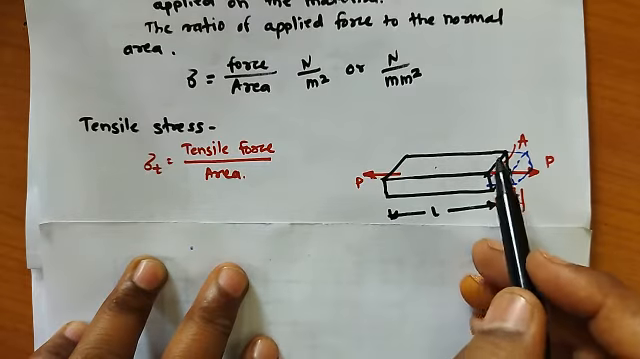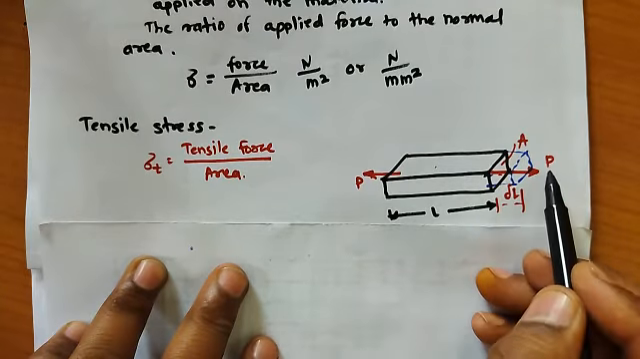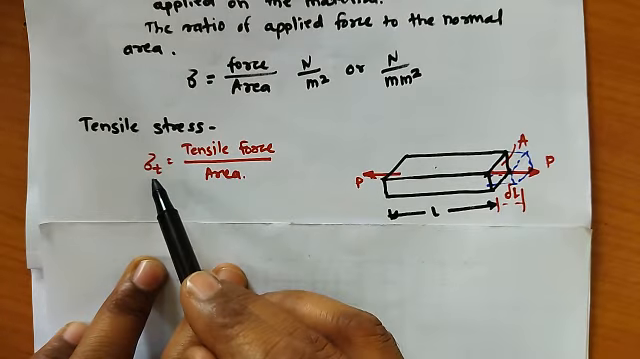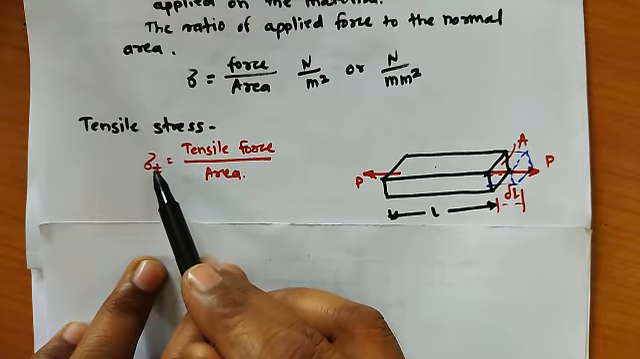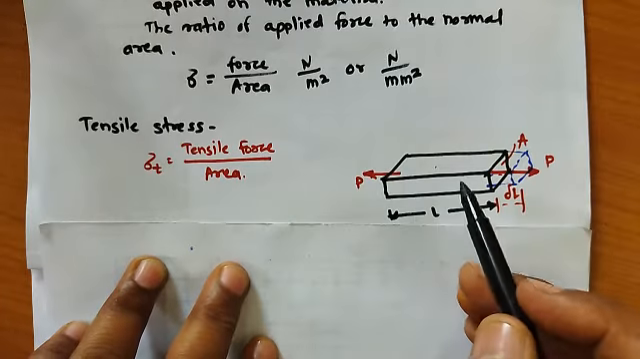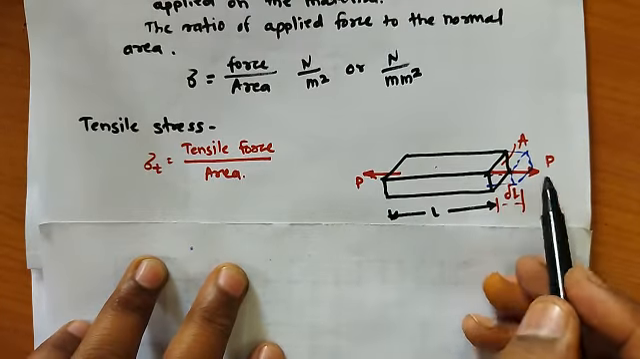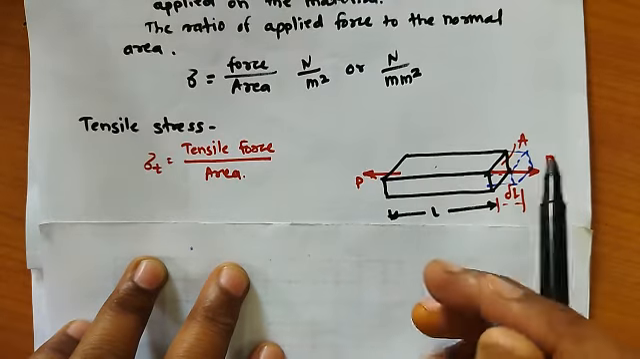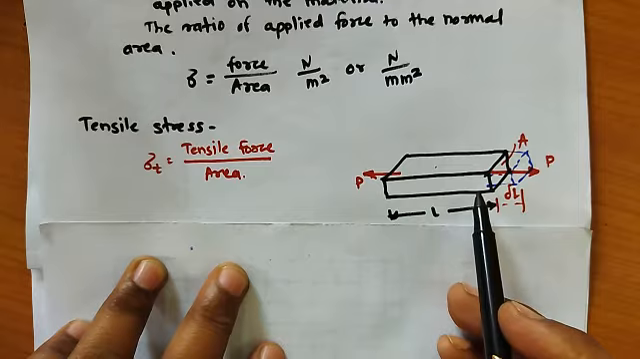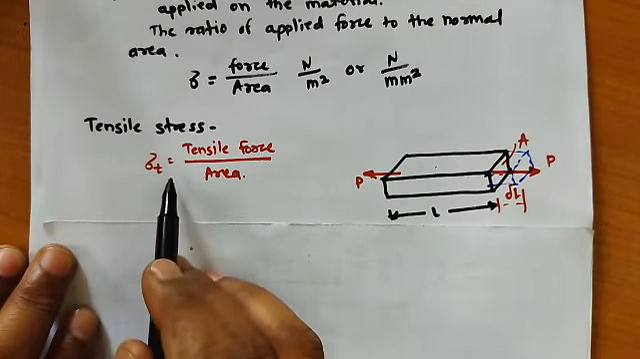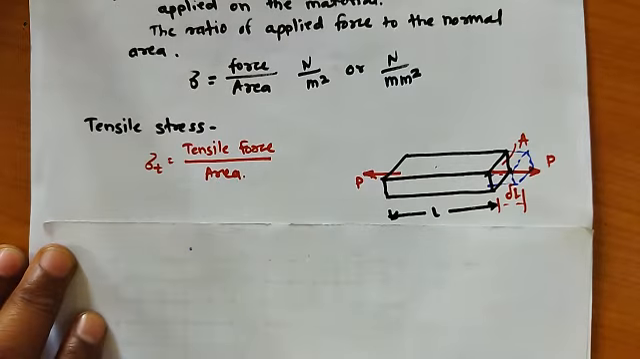Actually this resisting force is equal to the applied force, so the formula is sigma T, where T is for tensile, equal to tensile force upon area. Why do we call it tensile? When we apply the force, the bar is going to elongate, so tension will be created in this bar. That's why we consider this stress a tensile stress. So sigma T is equal to tensile force upon area.